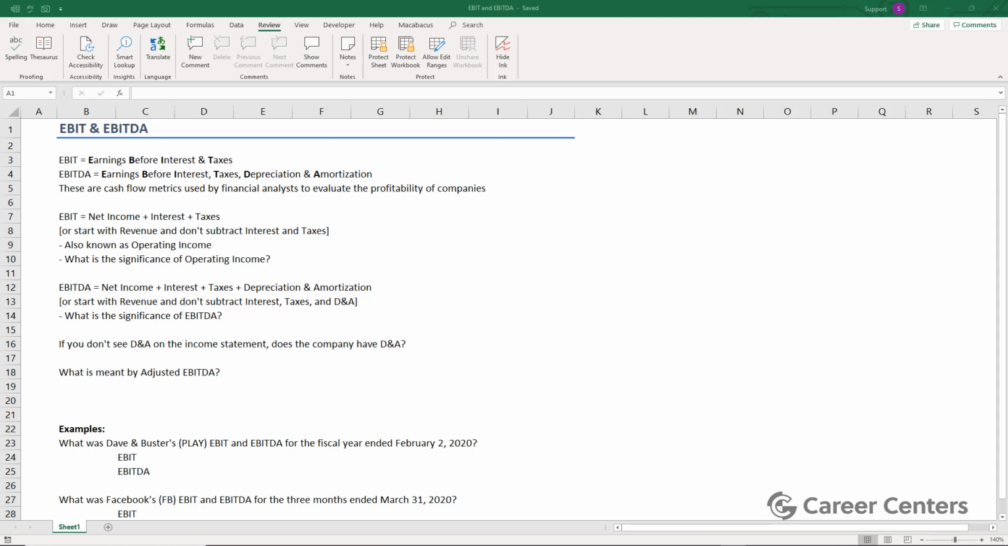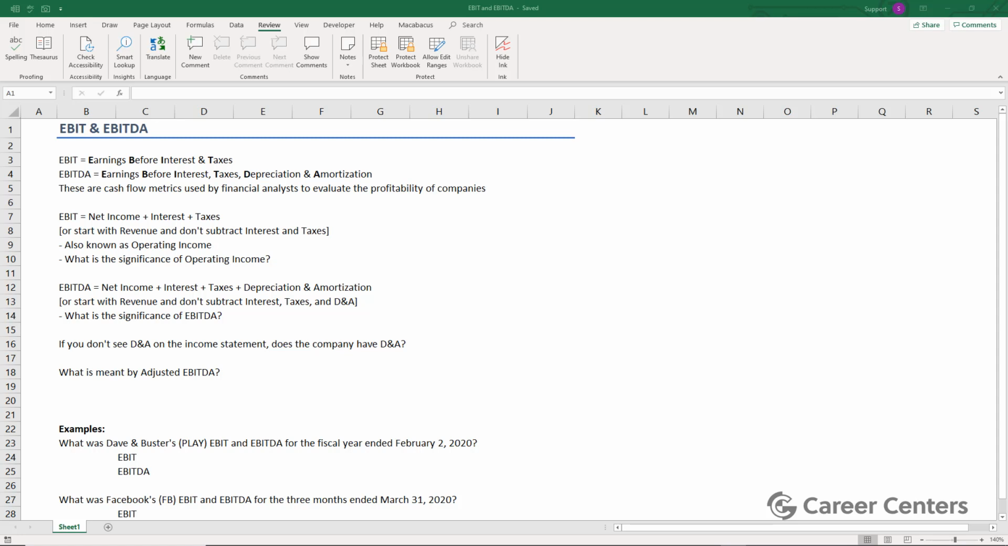Another important question. If you don't see D&A on the income statement, does the company have D&A? Yes, the company still has D&A, and it's just buried in another line item on the income statement, maybe cost of sales or some other operating expense item. So what do you do to get the D&A? You go to the statement of cash flows in the cash flows from operations section, and you can add it back from there.